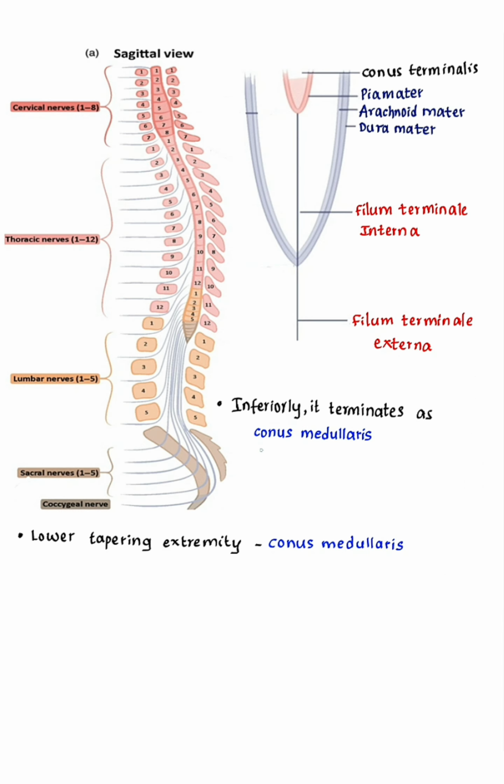Inferiorly, the spinal cord terminates as the conus medullaris. Conus medullaris is the lower tapering extremity of the spinal cord. So the spinal cord extends from the upper border of C1 vertebra to the lower border of the first lumbar vertebra. Superiorly, it is continuous with the medulla oblongata. Inferiorly, it terminates as the conus medullaris.